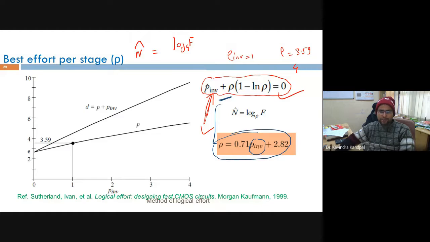If rho inverter is 0, what is the value of rho you are getting? 2.82. Yes or no? Yes, sir. It is very close to rho equal to e, 2.73 something. Not very accurate, but solving this equation is much easier compared to the other one.